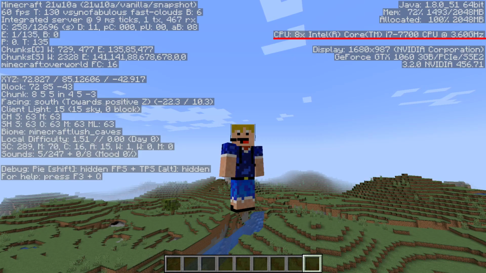Then the second section is just one line, and it shows all the information you need to know about your CPU. And this is just the CPU your computer is using. It shows how many threads it has, the brand, the model, and what speed it runs in gigahertz.